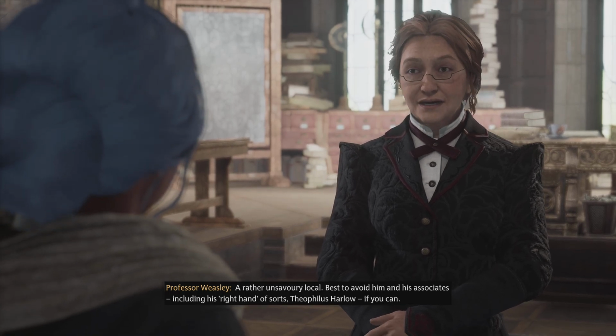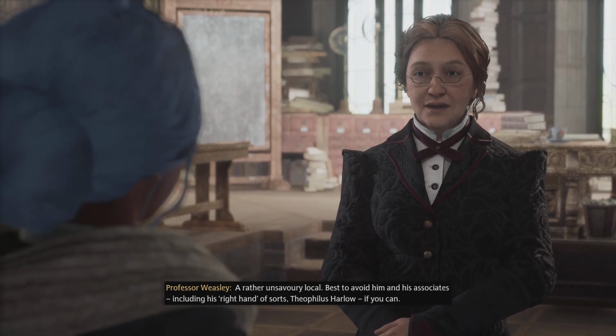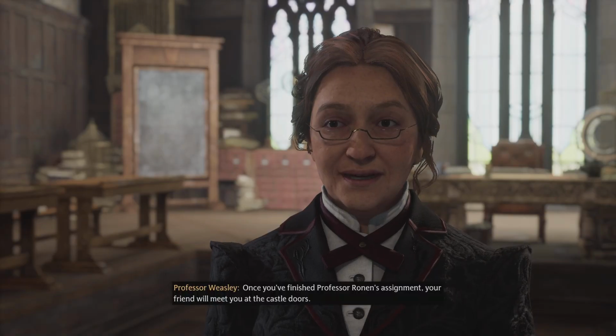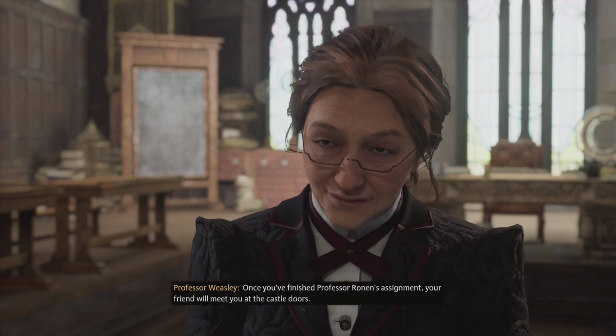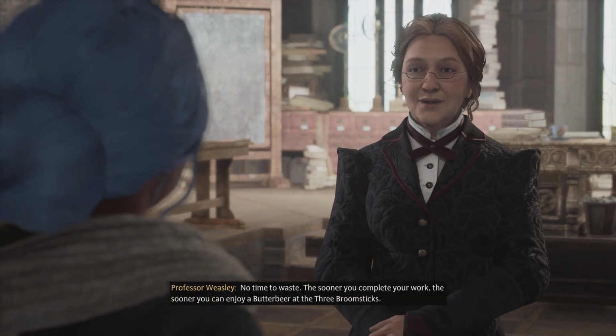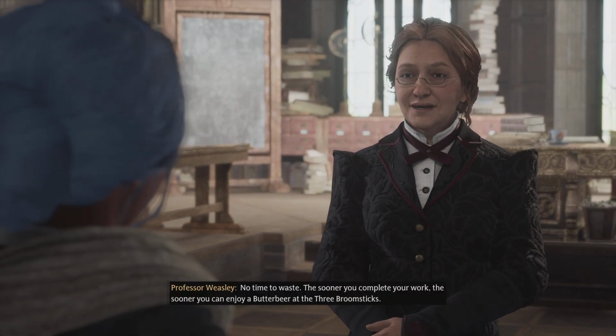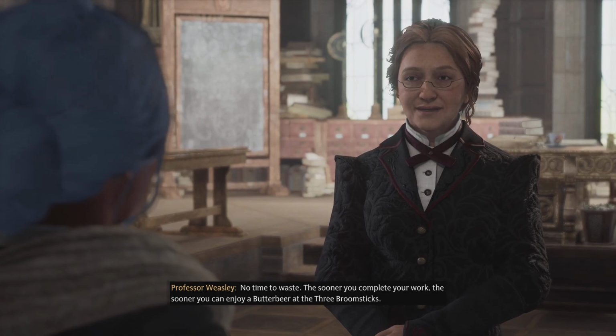Including his right hand of sorts, Theophilus Harlow. Once you've finished Professor Ronan's assignment, your friend will meet you at the castle doors. No time to waste. The sooner you complete your work, the sooner you can enjoy a butterbeer at the Three Broomsticks.